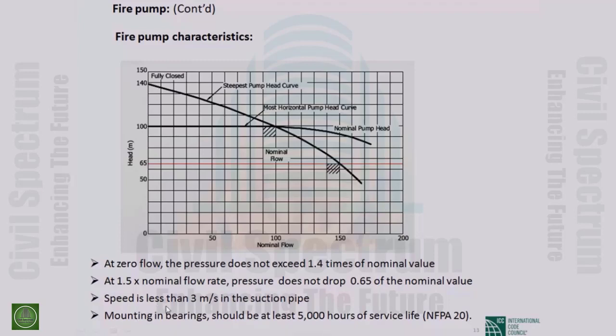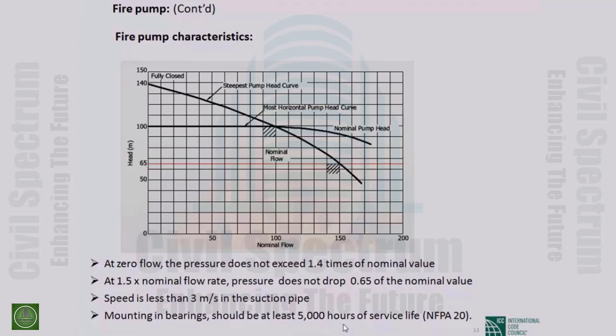Speed in the suction line should be less than 3 meters per second, because if you increase this velocity, there will be a chance of stagnation and vortex formation. If there is a vortex in the suction line, you may lose flow rate. Mountings of the bearing of a fire pump should be such that it can run at least 5,000 hours for its service life. This is as per NFPA 20. So these are the criteria.